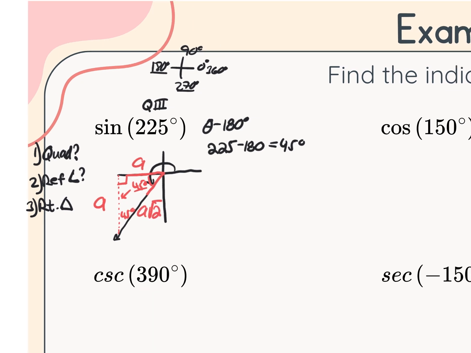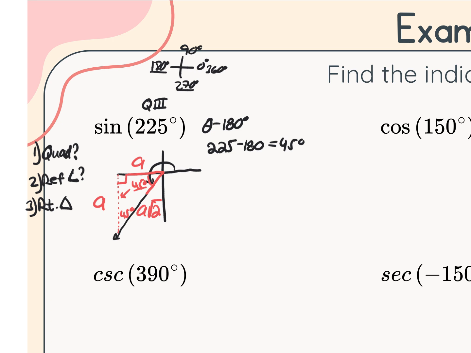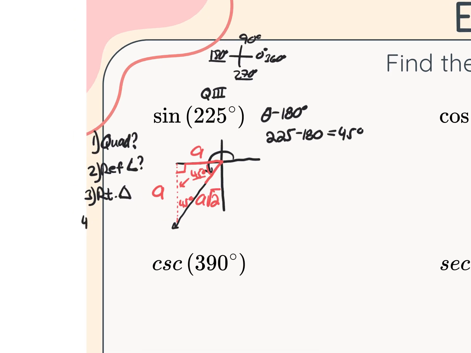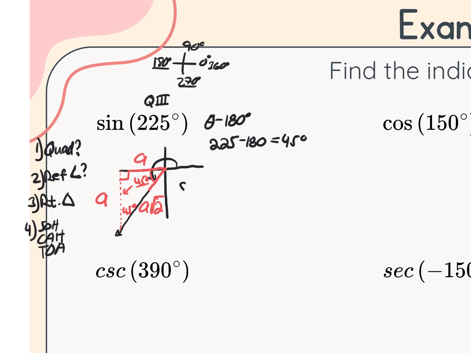So that means to find sine of 225, we're just going to use SOHCAHTOA. So let me do step 4. You're going to use SOHCAHTOA. SOHCAHTOA gives us that sine of 225 is opposite over hypotenuse, which in this case the opposite is A, the hypotenuse is A square root of 2. The A's cancel out, so we get 1 over square root of 2, and then rationalize, that means this is going to be square root of 2 over 2.